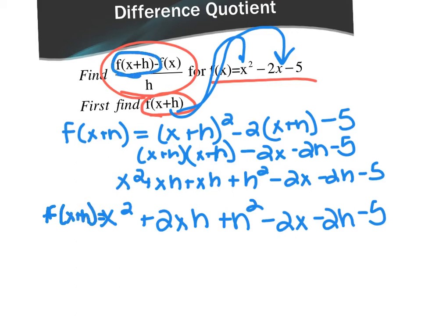So that is this part of my function. Questions so far? So all we did was find f of x plus h. So from that, I have to subtract f of x. What is f of x? This whole thing, right? So now I'm going to do this part.